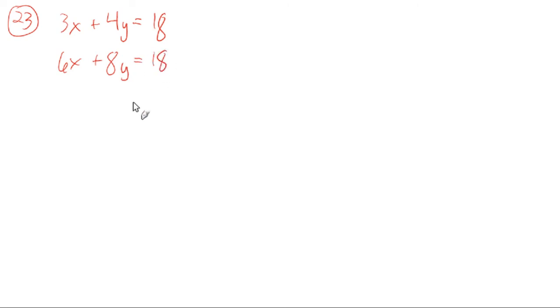Number 23. This one's going to give us no solutions, and I think you will see pretty clearly why that is. 3x plus 4y equals 18 and 6x plus 8y equals 18. Alright, so we're looking for an x and a y that are the exact same, that we can plug into both of these equations and have both equations work out. We're going to use elimination.